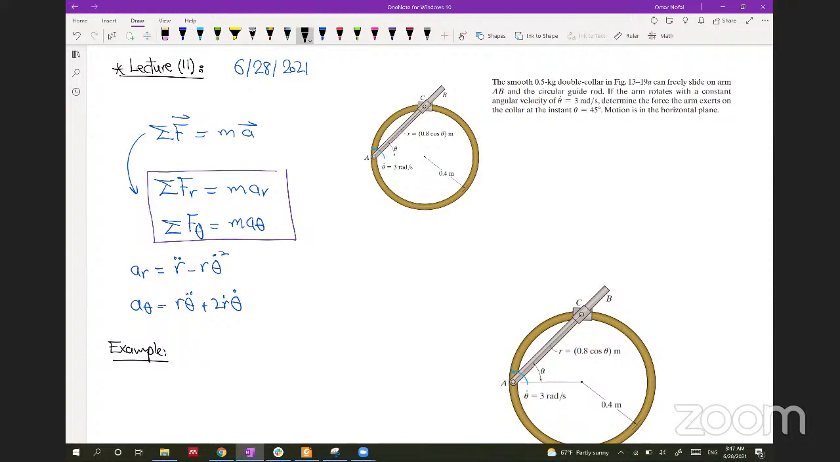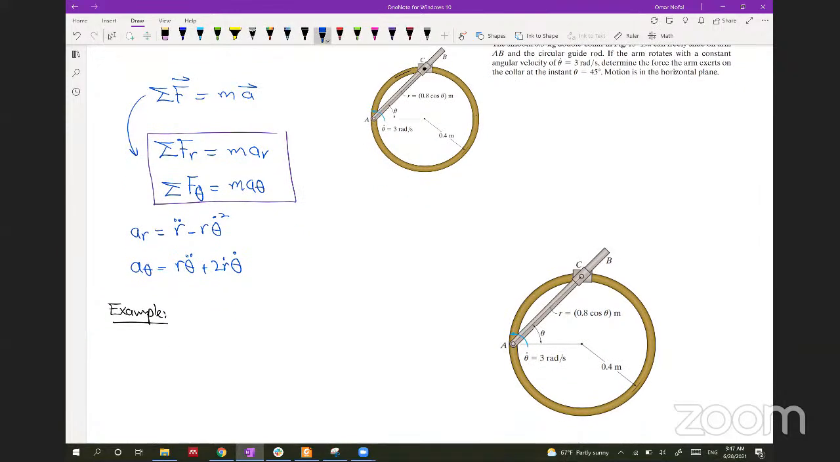For this example, the smooth 0.5 kilogram double collar can freely slide on arm AB. One of the collars can slide on AB and the other one on the circular guide rod. It might be like there's a groove that allows this pin to move from here to this point. If the arm rotates with a constant angular velocity, we know that theta double dot will be 0.